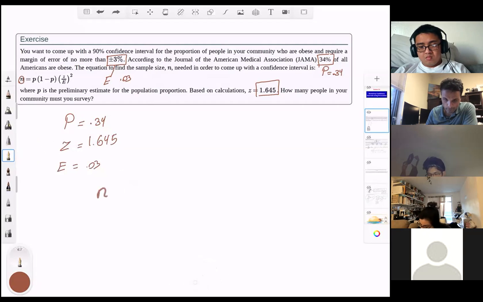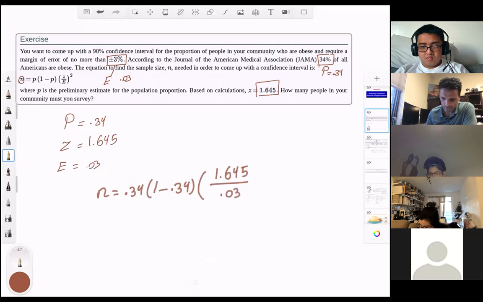So n will be equal to 0.34 times 1 minus 0.34, z is 1.645 divided by 0.03, this to the power of 2. So the error has plus and minus 3%, but because we have a square here, it doesn't matter if it's plus or minus, it will be plus. Can you guys evaluate this? Tell me what is n?